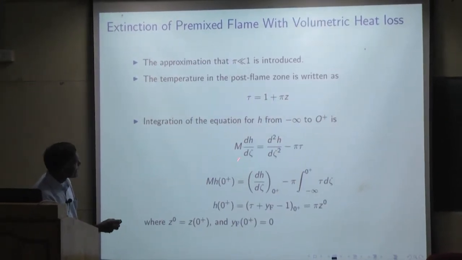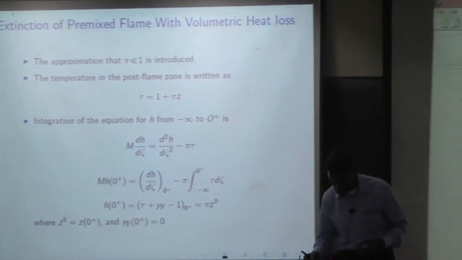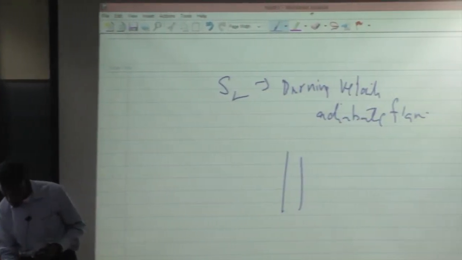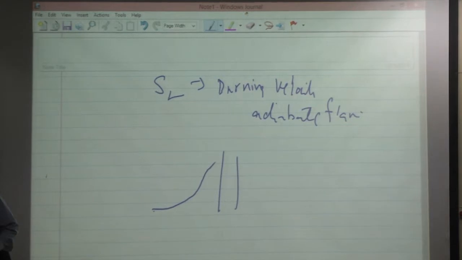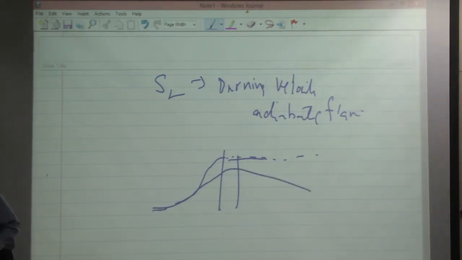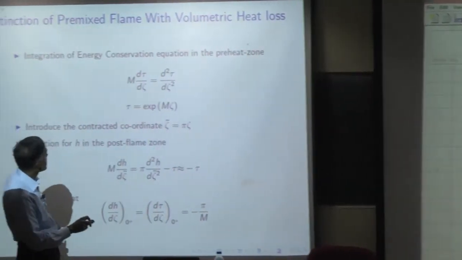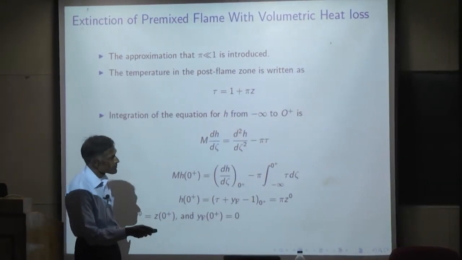From minus infinity. So if you look at this flame, and as I said, this is the temperature profile. Oh, I should put a dotted line. So this part of the reaction zone is 0 plus. This part of the reaction zone is 0 minus. And this is minus infinity. So the integration is from minus infinity to 0 plus.